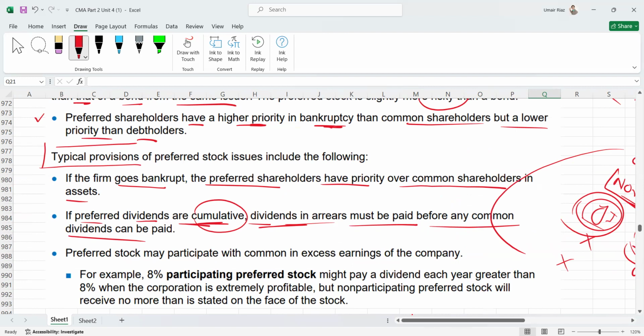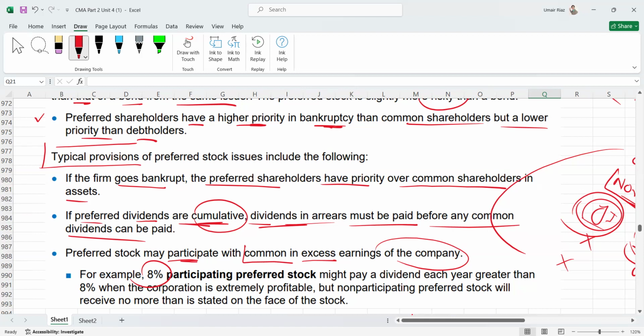Next point: preferred stocks may participate with common stock in the excess earnings of the company. This kind of preferred stock is called participative preferred stock. Participative means, for example, let's assume we have issued preferred stocks with x percentage of dividend, and we will pay that dividend. But if the company earns excessive profits, then the preferred stockholders can also participate in the excessive earnings. Understood? This is what they are trying to tell you here.